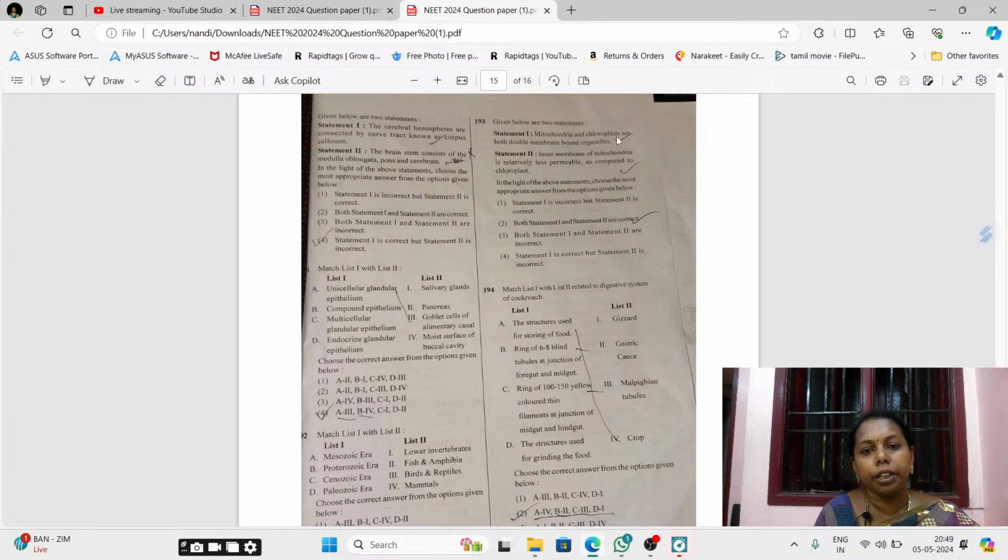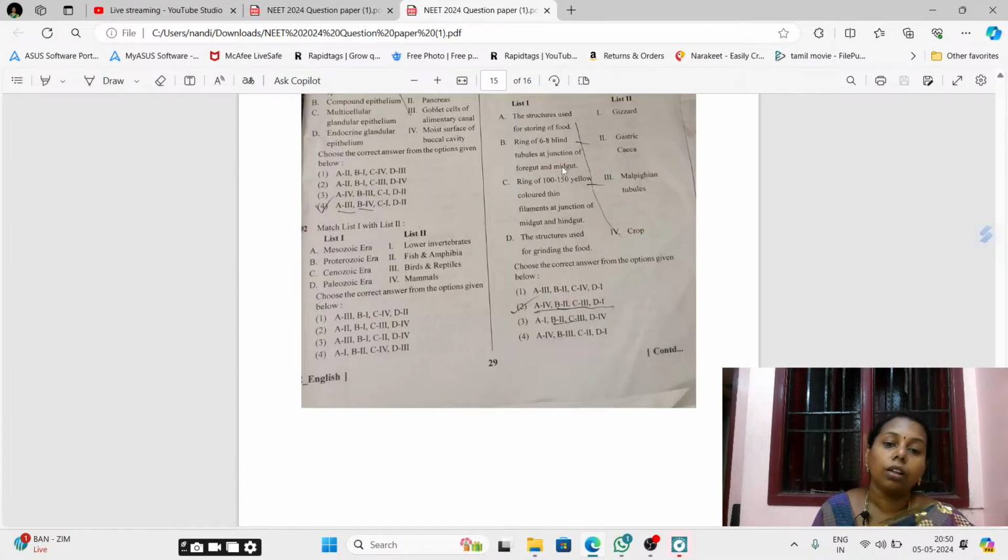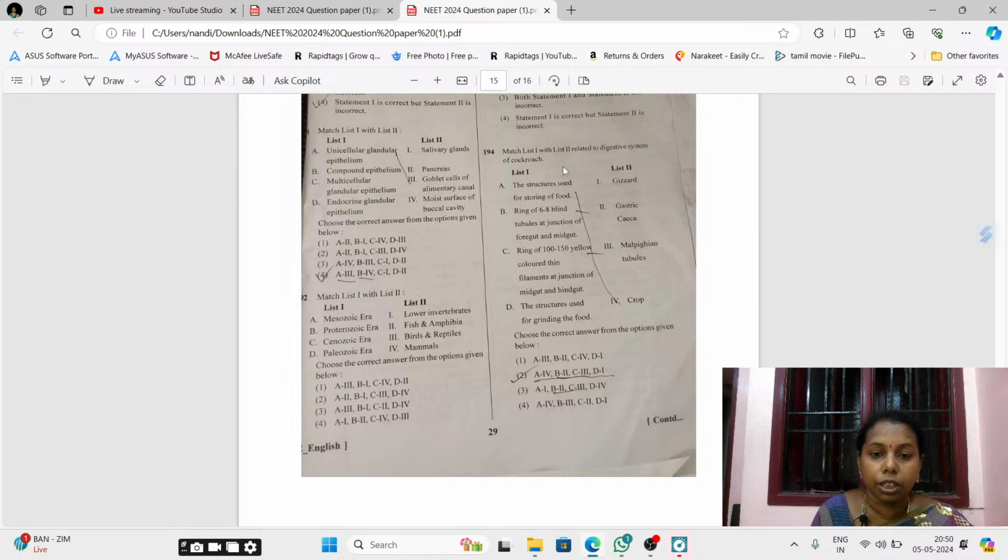193. Mitochondria and chloroplast are both double membrane bound organelles. Yes, correct. Inner membrane of mitochondria is relatively less permeable as compared to chloroplast is wrong. Actually, it's an NCERT line: inner membrane of chloroplast is relatively less permeable compared to mitochondria, as given in NCERT. So statement 1 is correct. Statement 2 is wrong.